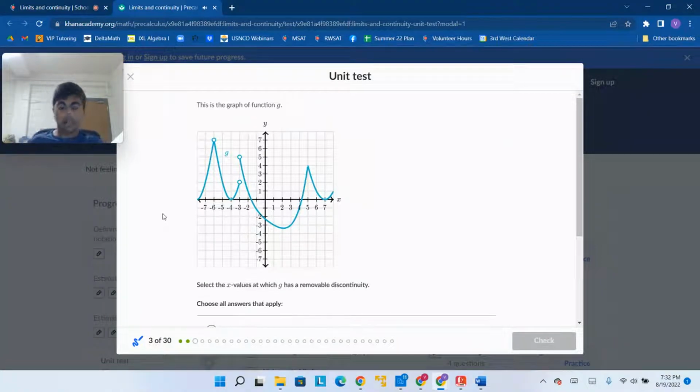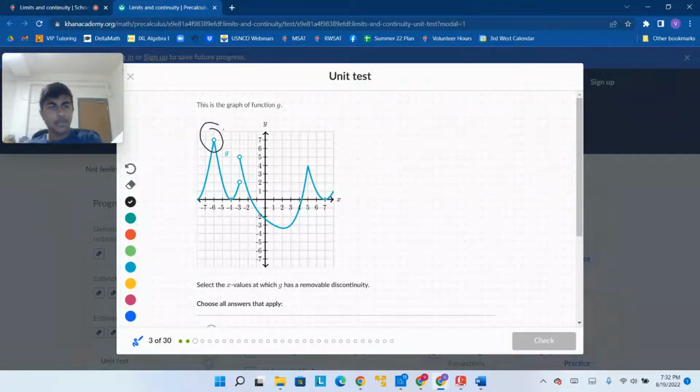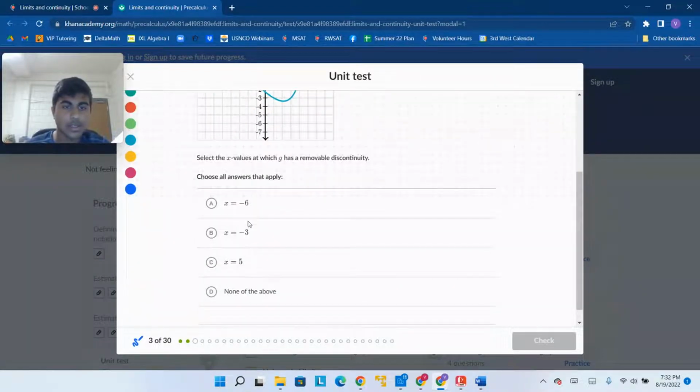All right, this is the graph of the function g. We want the x values at which g has a removable discontinuity. So it's something we can just remove, and the function is continuous. The only one like that is right here. Right, you take it out, and the function is continuous. If you take one of these out, it's still a jump discontinuity. Right? You're jumping up and down. So the only one is x equals negative 6.